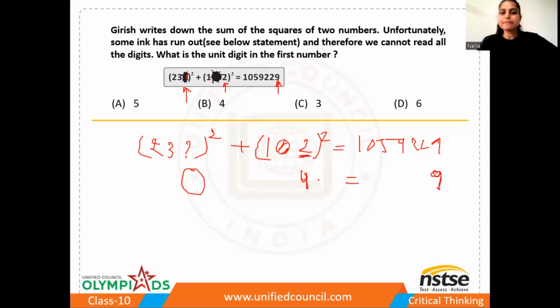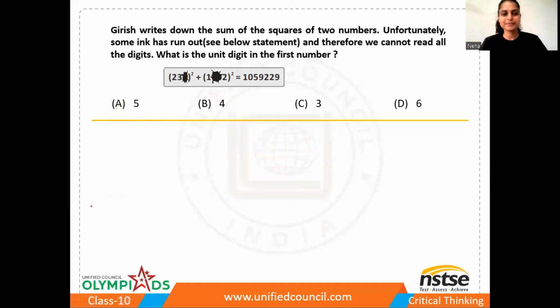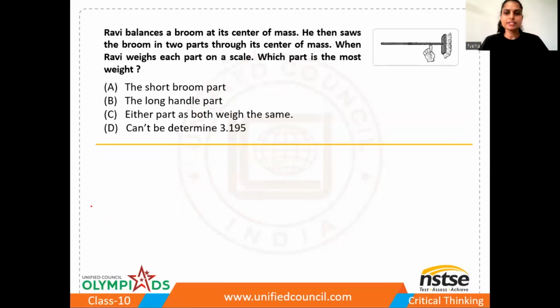Okay, so here I have 4, here I have 9, that means it should be 5. So 5 plus 4 is 9, right? And whenever I do the square of 5, we always get a 5 in the unit digit. So I can say that option A is the right answer. The question is quite simple, my dear students. So this is the explanation for this question. Alright, A is the right answer.